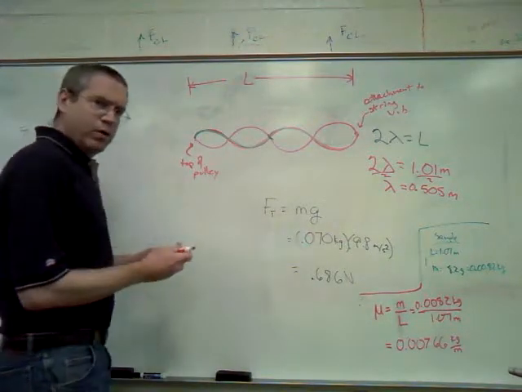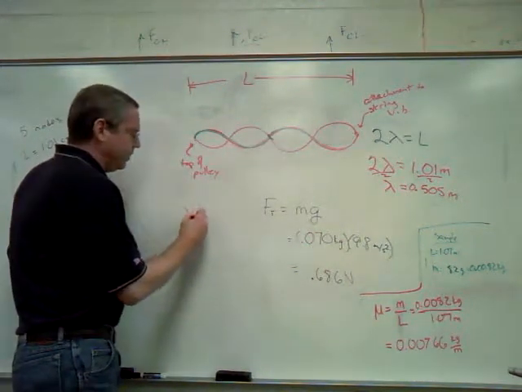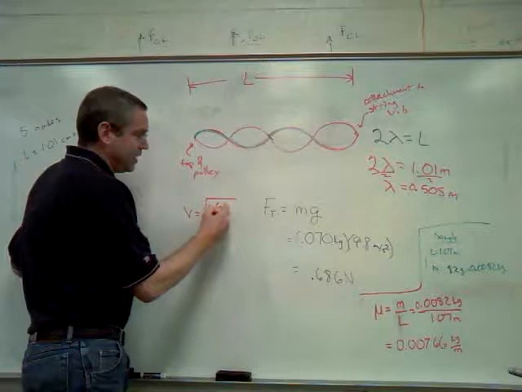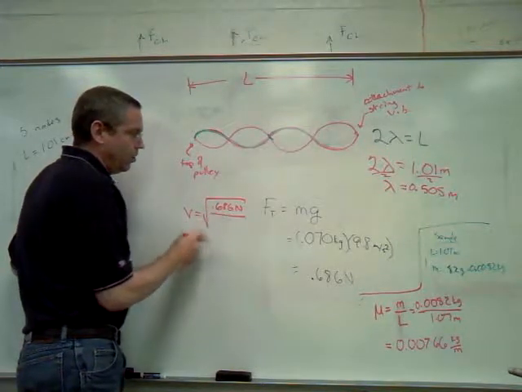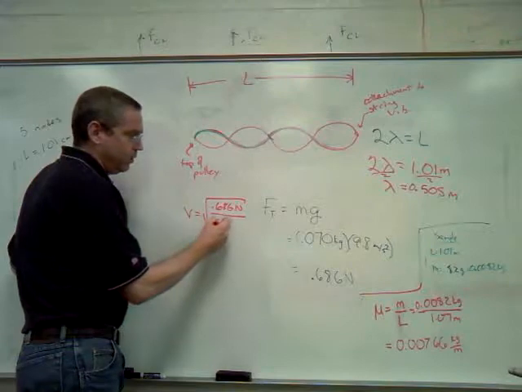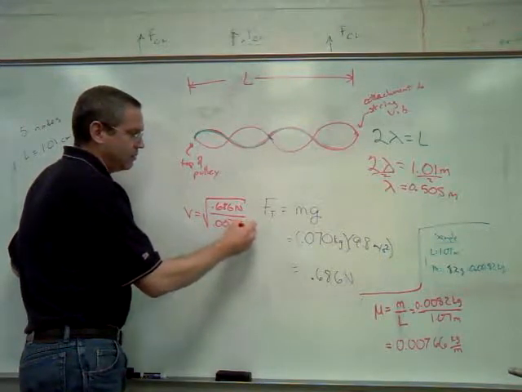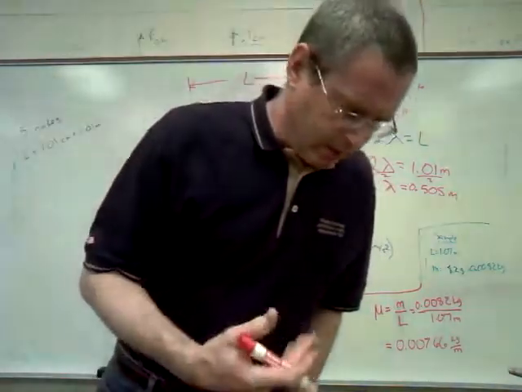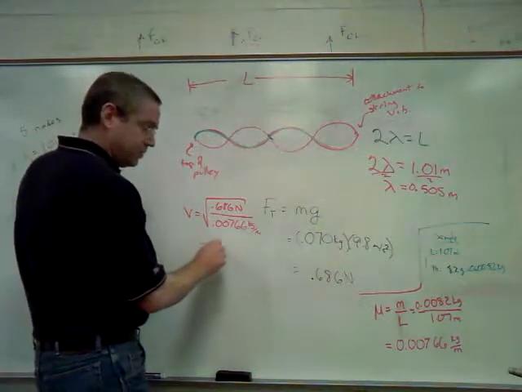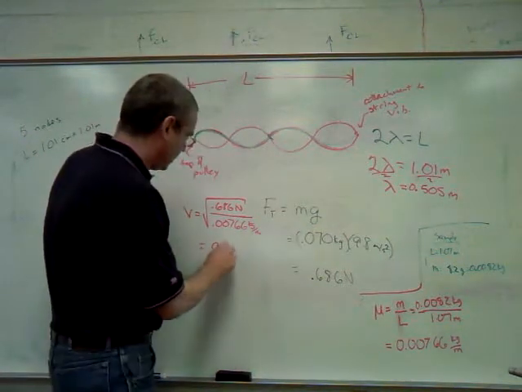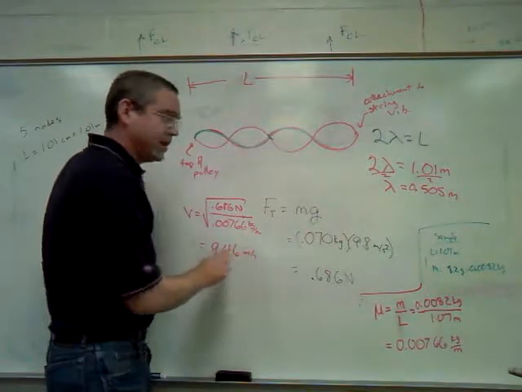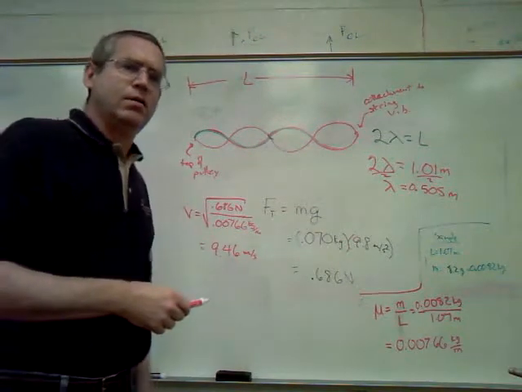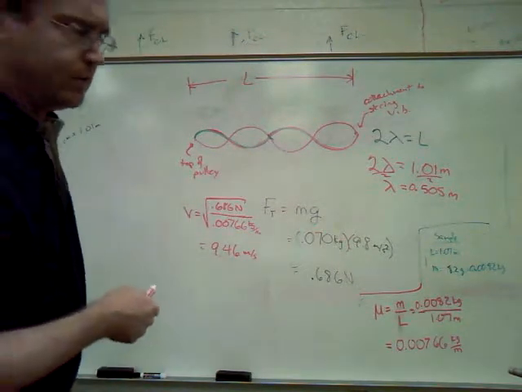So I want to find first the speed of this wave. The speed of the wave is the square root of my tension, 0.686 newtons, over my linear density, 0.00766 kilograms per meter, and then do the square root of that. And if you do that, you end up with a speed of 9.46 meters per second. Now you should check to make sure that meters per second is correct there, and I'm feeling pretty confident that it is.